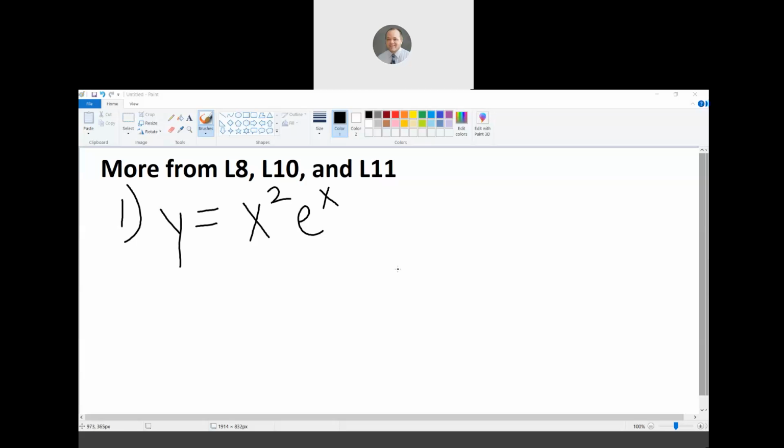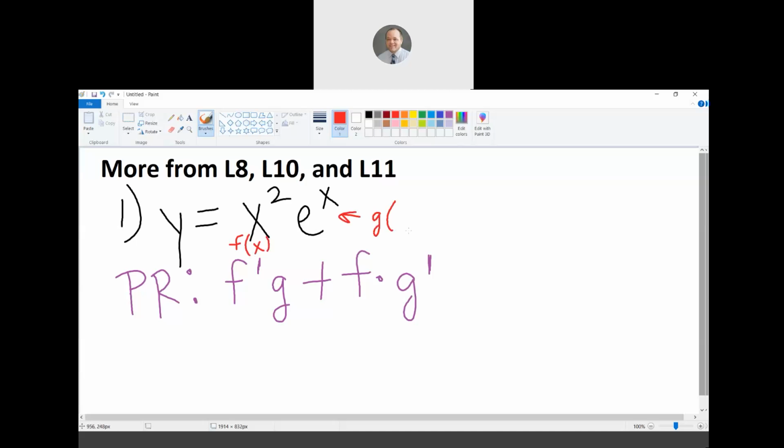All right, this is a question from lesson 8 that I wanted to review the product rule with you guys. So let me write down the product rule first. The product rule is you take the derivative of f, or f prime, times g, whatever it is, plus f, whatever it is, times the derivative of g. And in this case, your x squared is your f of x, and e to the x power is your g of x.